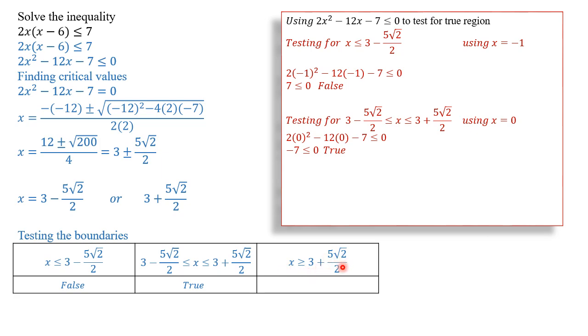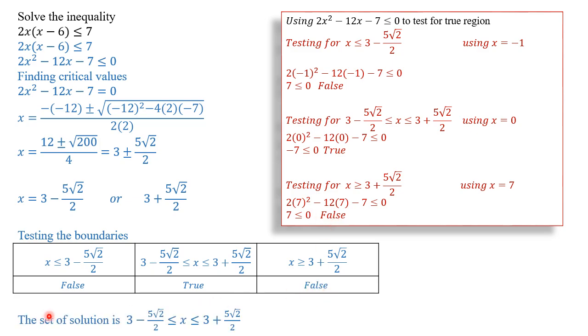Then you go to the last region, x greater than or equals to 3 plus 5 root 2 over 2. We take a number greater than this value, so we take x equals 7 and substitute into the inequality. We see that 7 less than or equals to 0, which makes this statement false. 7 is not less than 0, so it's a false statement. So this part is false.